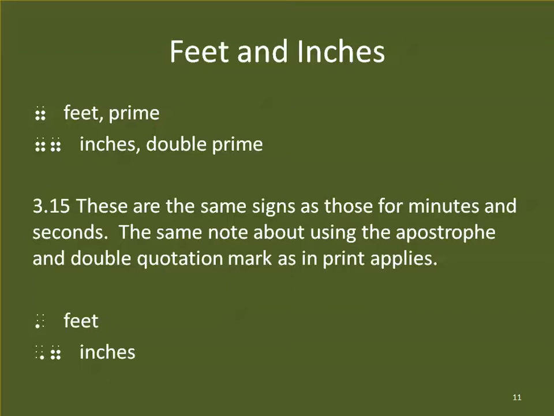And therefore, the same note about using the apostrophe and double quotation mark as in print applies in this situation as well. So if feet is shown with just an apostrophe, straight up and down mark, then we can just use a Braille apostrophe. And then the double marks for inches would be a dot 6 and then 2, 3, 5, 6.